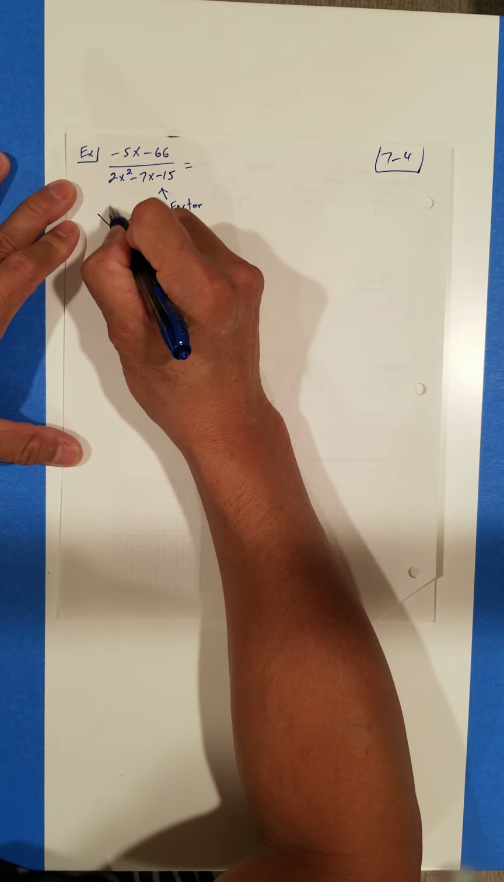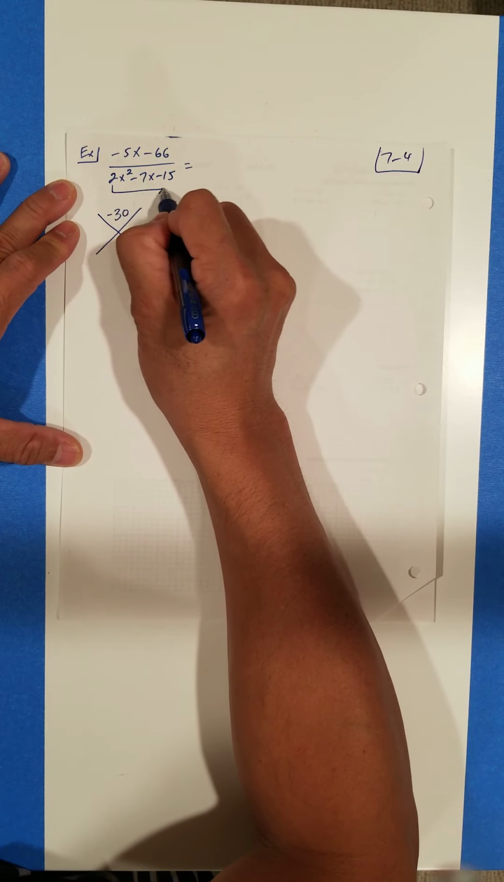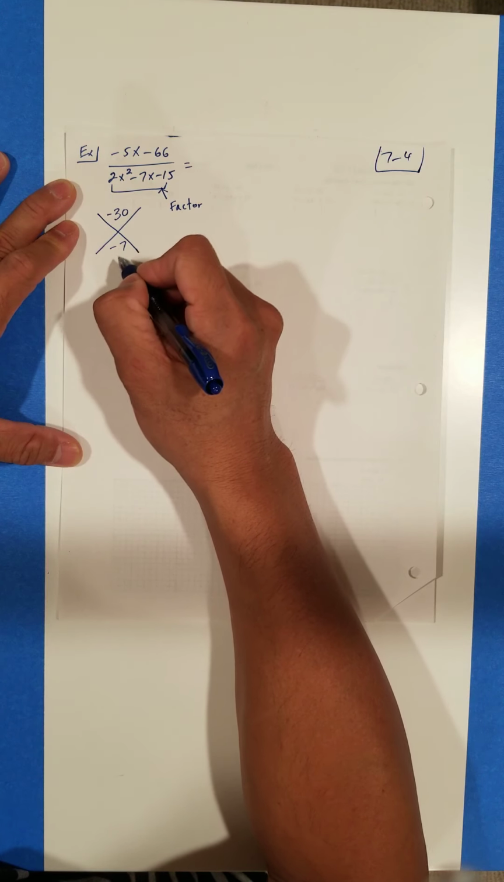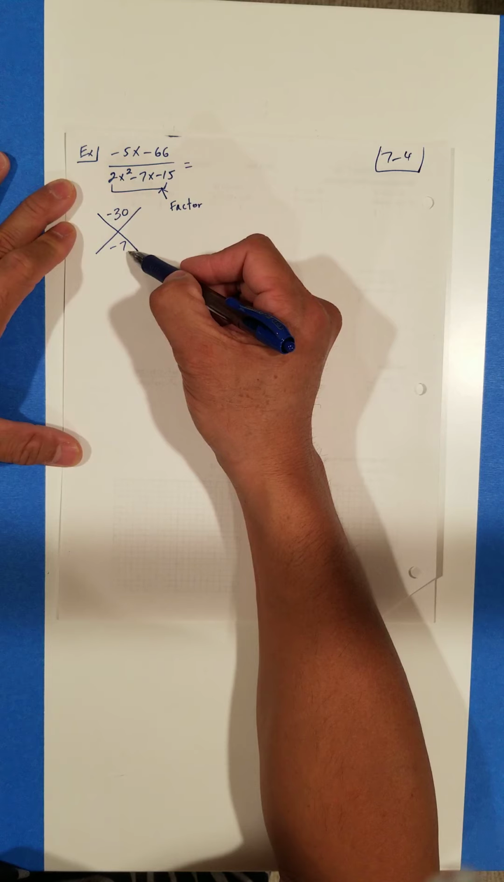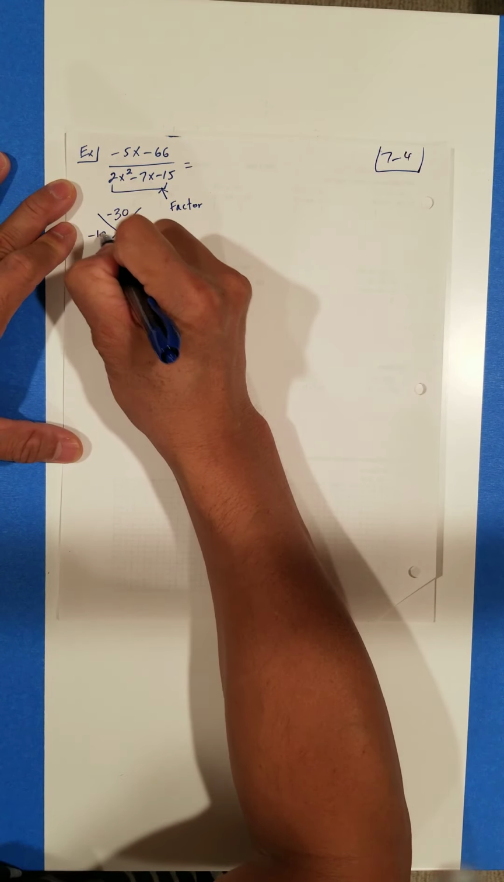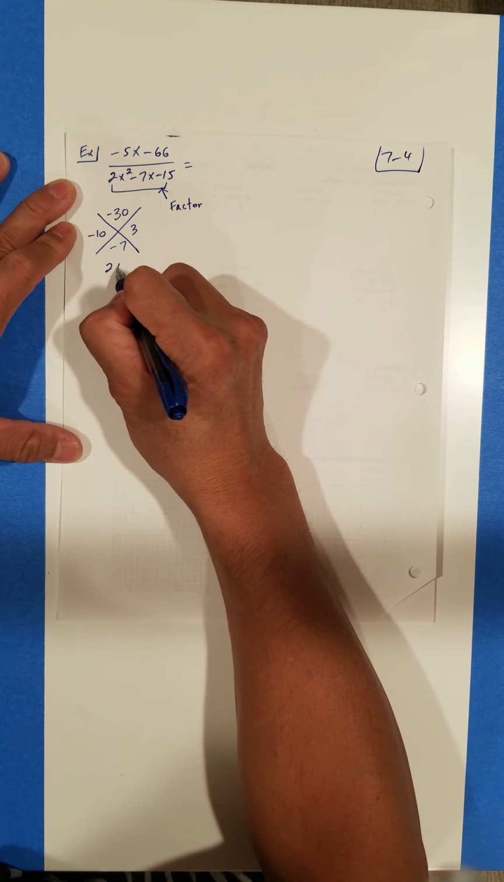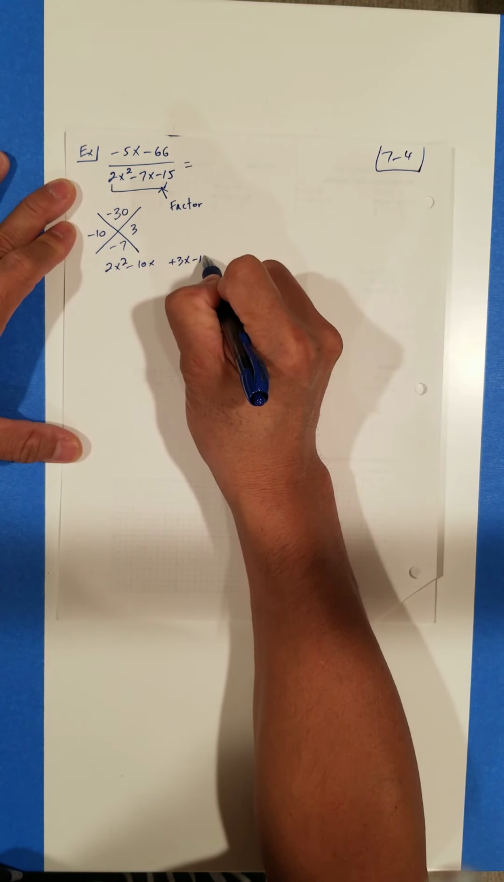Negative 15 times 2 is negative 30. If you remember, negative 15 times 2, and the middle number is negative 7. So we're looking for two numbers that multiply to negative 30 and add to negative 7. So we're looking at negative 10 and 3. So remember how to factor: it's 2x squared minus 10x plus 3x minus 15.